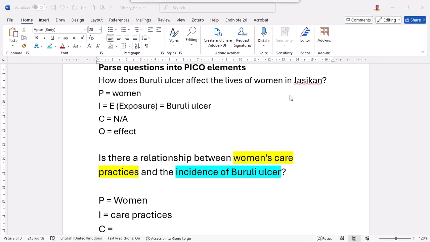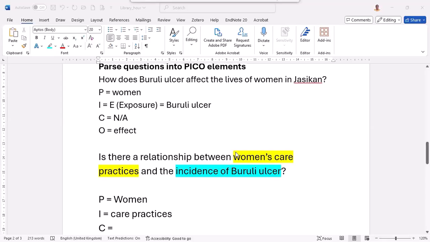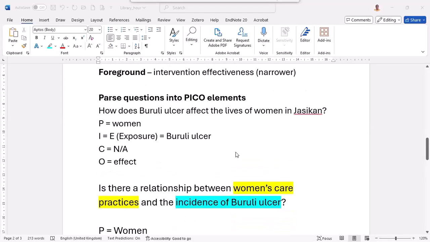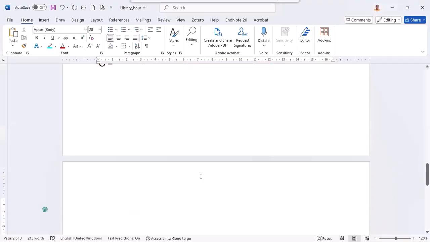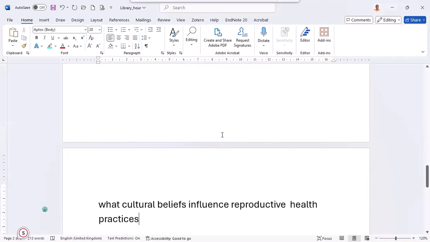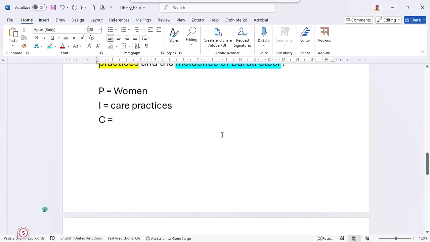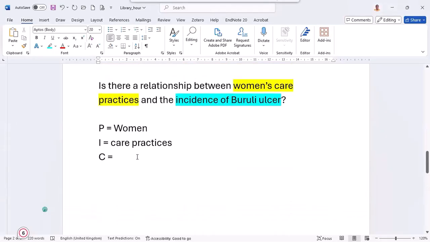What cultural beliefs influence reproductive health practices? Okay, so this is a new question coming from Justice. I can copy that and paste the new question actually. All right. So let me just post Justice's question somewhere below, and then we will finish our analysis of this. Now, I hope you are observing that these things don't really come easy. You sit down and think through a lot of things.